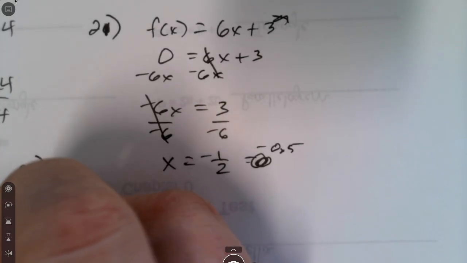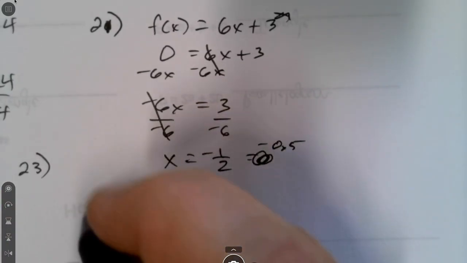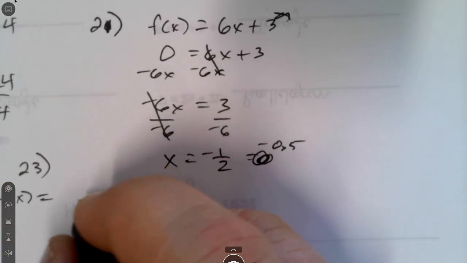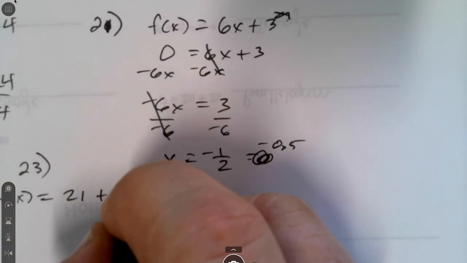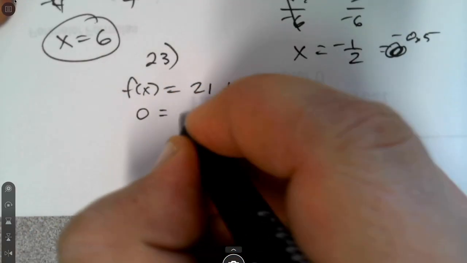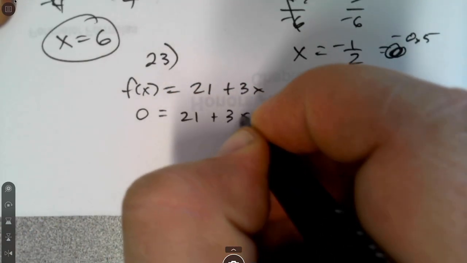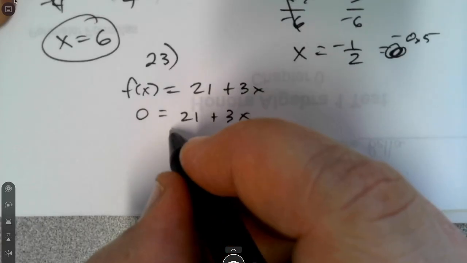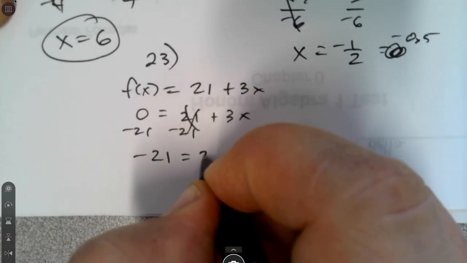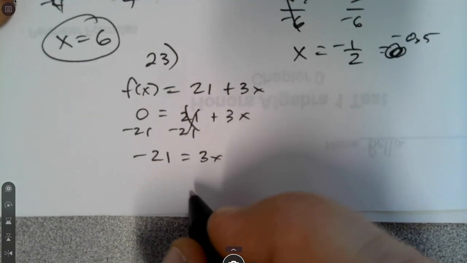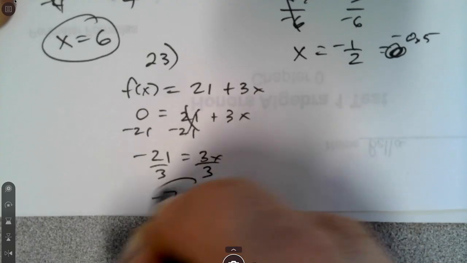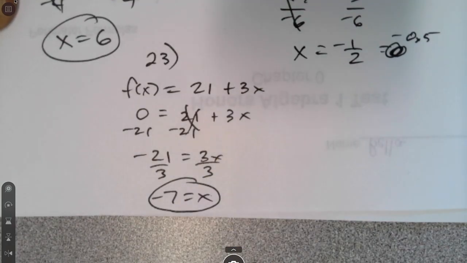Okay, 23. F of x equals 21 plus 3x. So I plug in 0 for f of x and solve for x. I'll subtract 21 from both sides. Get negative 21 equals 3x. Divide both sides by 3. We get negative 7 is equal to x.